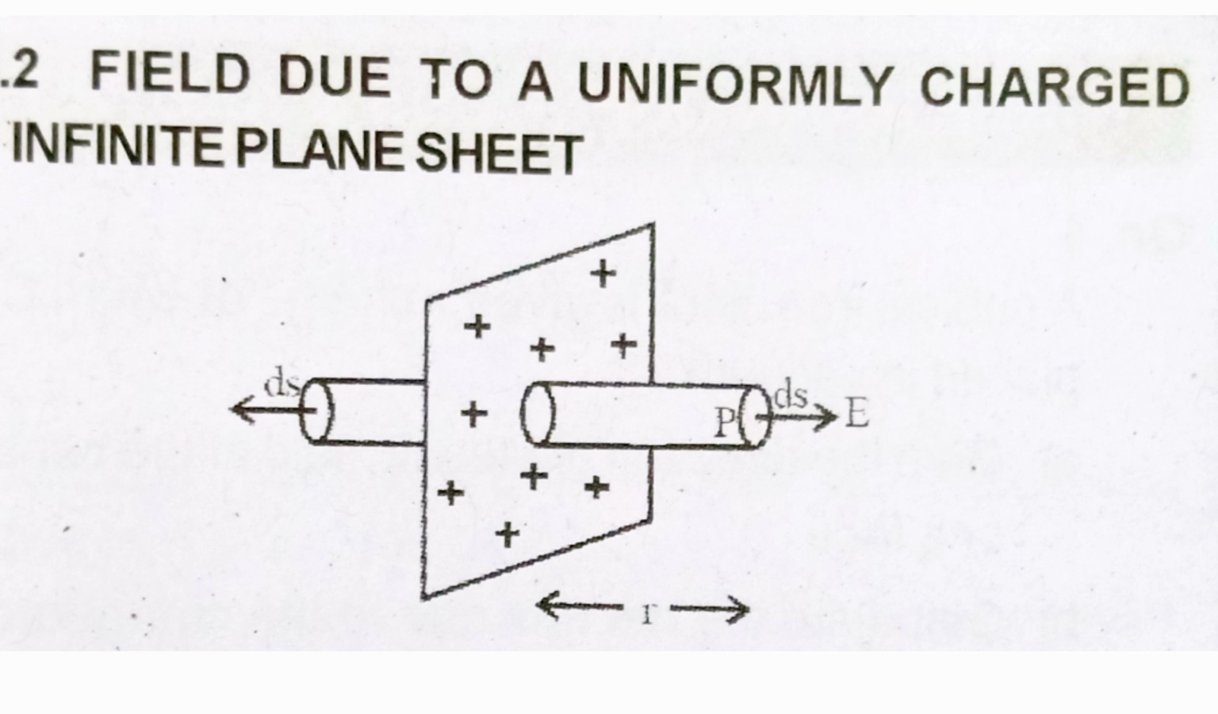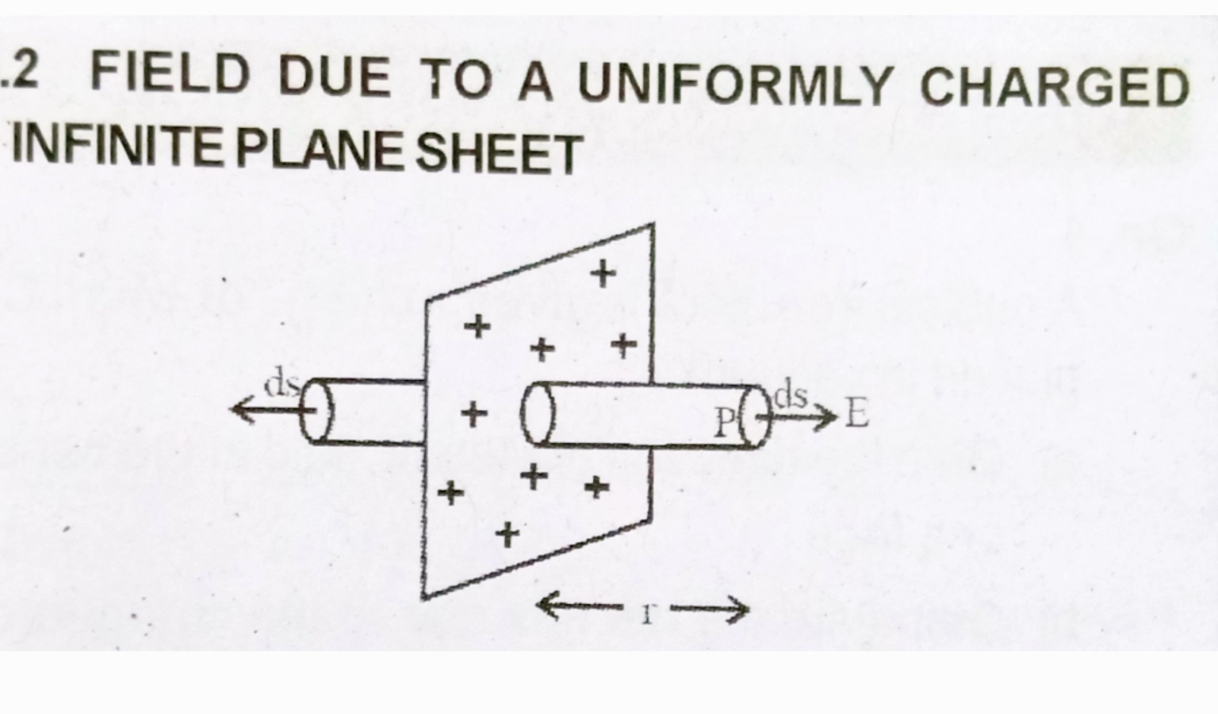Here we can see an infinite plane sheet which has a surface charge density, so we can represent it as sigma. Here we can consider a point P that is very close to this infinite plane sheet, and we have to calculate the electric field at P. So how can we find the electric field at P? We can use Gauss's law.